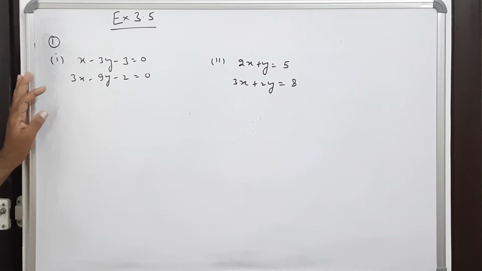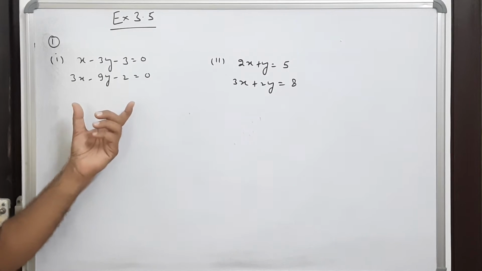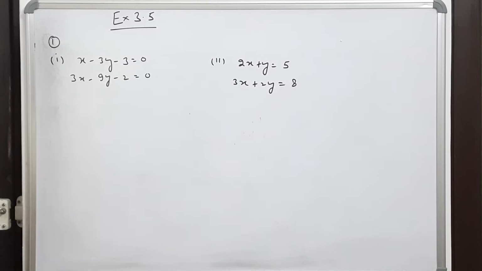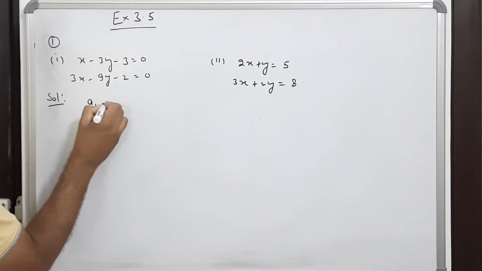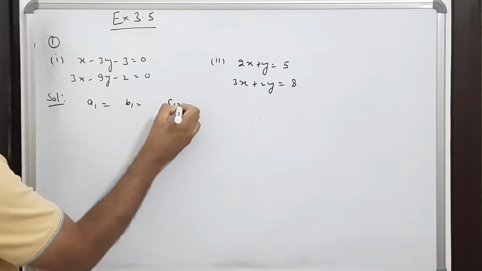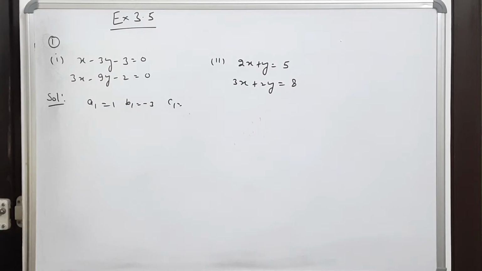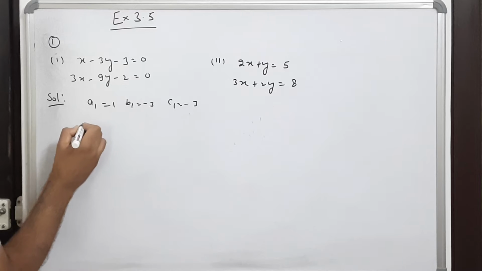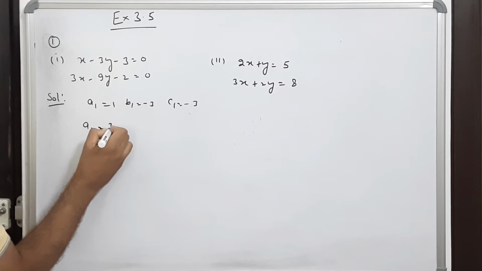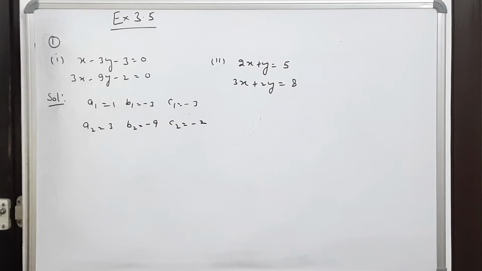The first problem is that in the given problems we have to find out whether the system has a unique solution, no solution or infinitely many solutions. For that, the first step is we will find the values of A1, B1 and C1. The value of A1 is 1, the value of B1 is -3. B1 is actually the coefficient of y in the first equation, and C1 is -3. Similarly, A2 is 3, B2 is -9 and C2 is -2.